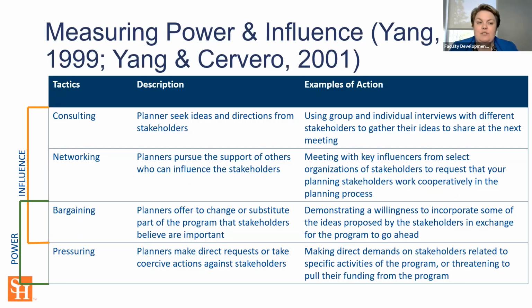People like to be consulted. They like to be networked with. They're fine with bargaining. And so I want to advise you that if you're working with large groups of people, especially adults, if you're trying to get them to do something that maybe even they don't want to do, you want to use one of the top 3 things and not pressuring if you can help it.